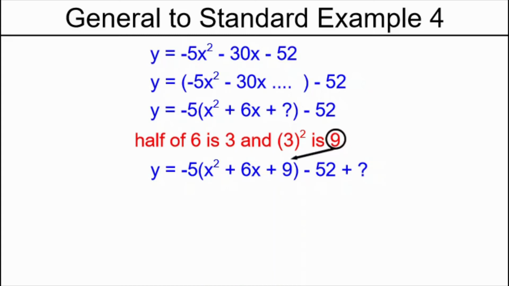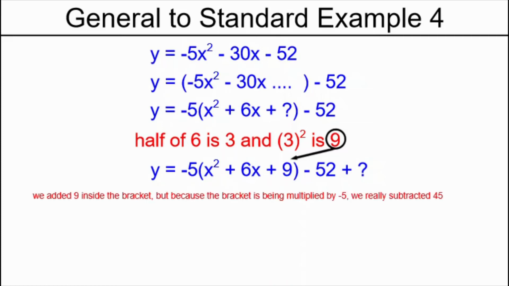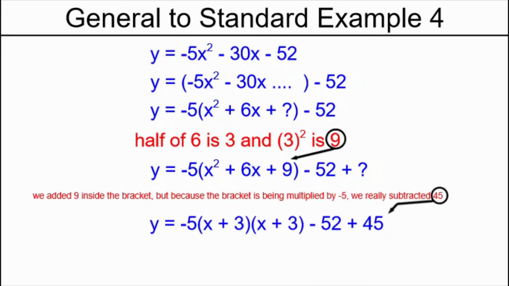Now, if we're adding a 9 to our equation, we have to subtract a 9 somewhere else. But we didn't really add a 9. Remember the negative 5 that we factored out? If we combine that with the 9, we really subtracted 45. So we have to add 45 into that question mark position at the end, outside of the bracket. That's where I got the 45 that I wrote here.